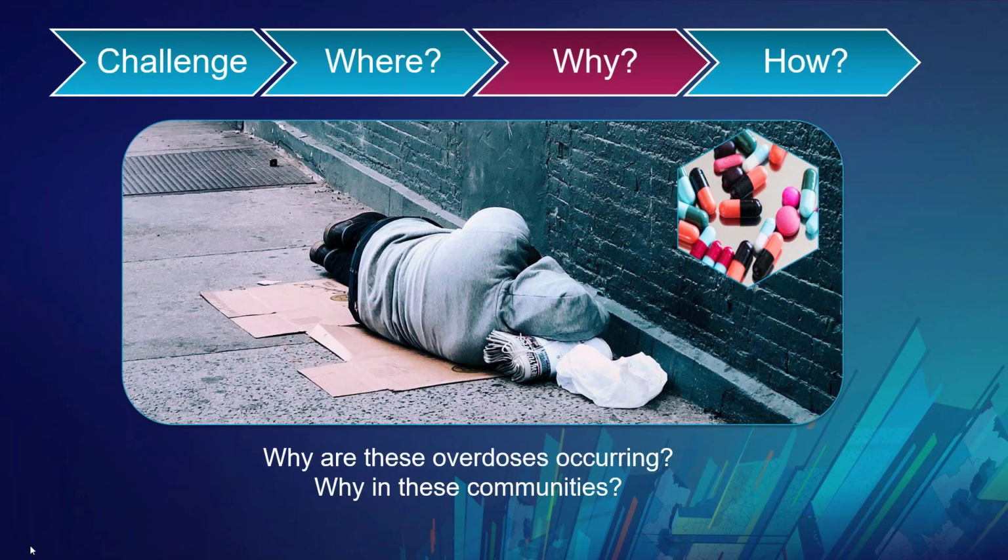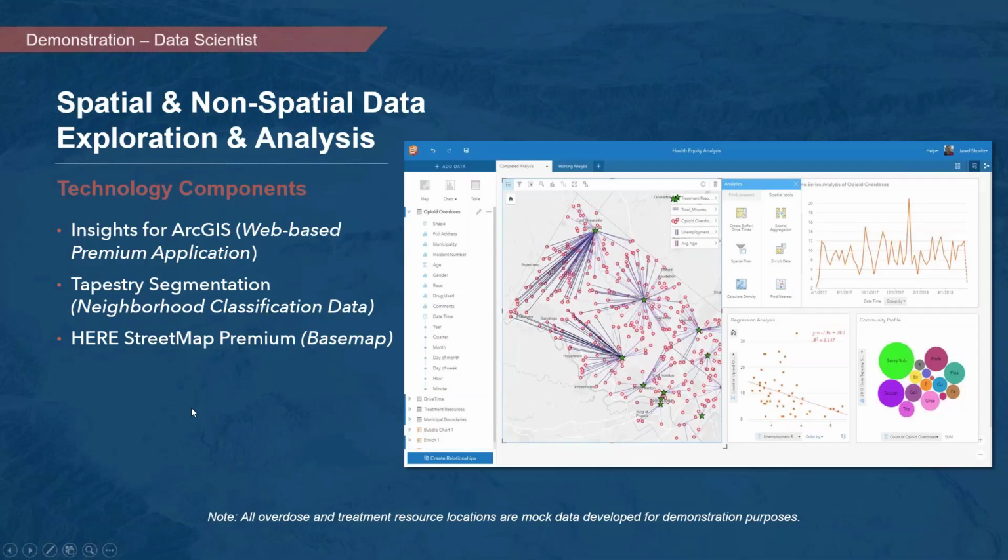In order to do that, I am going to use something called Insights for ArcGIS, which is one of our premium web-based applications that run either in ArcGIS Online, which is our SaaS solution, or in ArcGIS Enterprise, which is where you'd run this if you're working with point-level protected health information. I'll be using some Tapestry segmentation data, as well as the Here Street Map premium data, and that'll be my base map here.